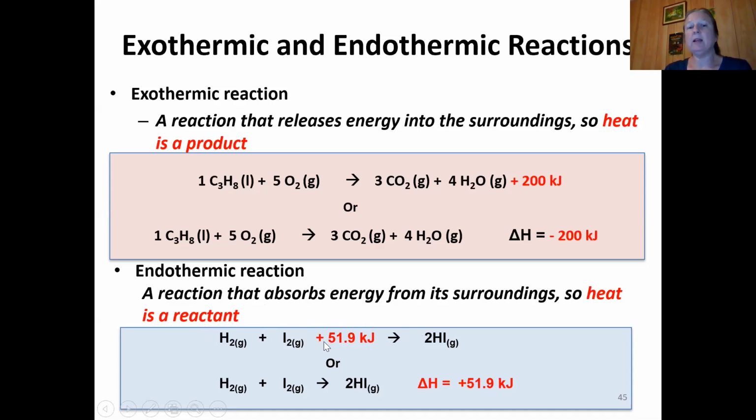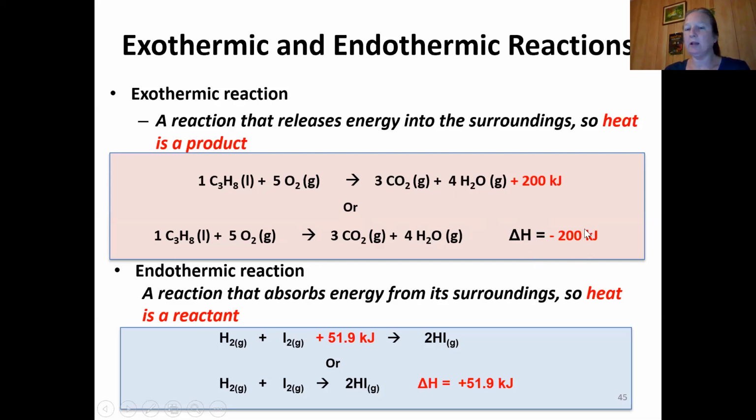But notice, this isn't a sign thing when it's in a reaction equation. Everything in the reaction equation is plus, because it's not a sign: it's this plus this equals this plus this, or just this. Okay, so delta H is product minus reactant.